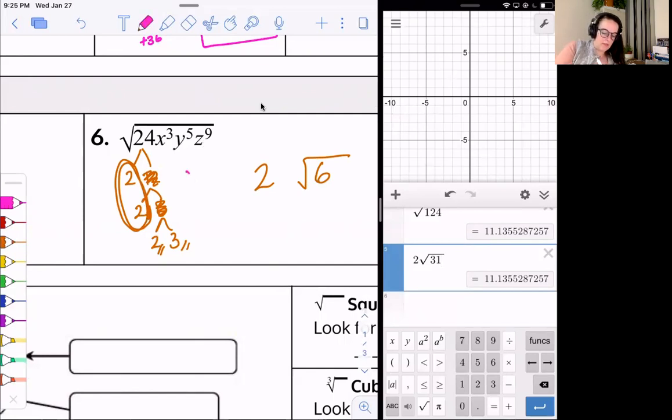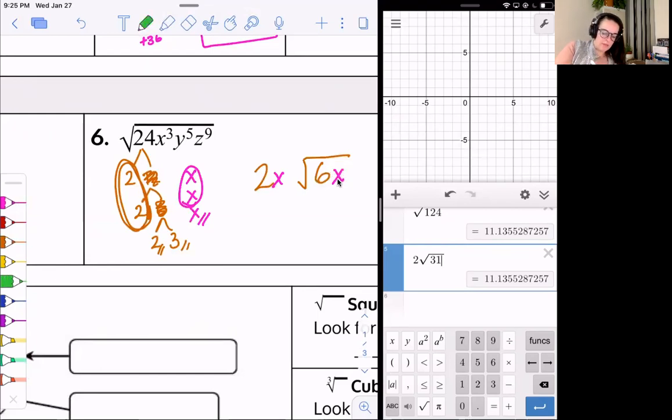So I have 3 x's. I have a group of 2. So that's an x on the outside. And this one's left over. That's an x on the inside. So the group makes 1 on the outside. This one makes another 1 on the inside.